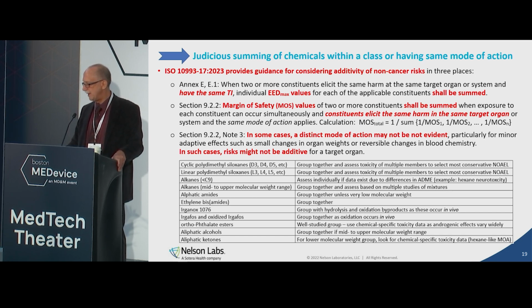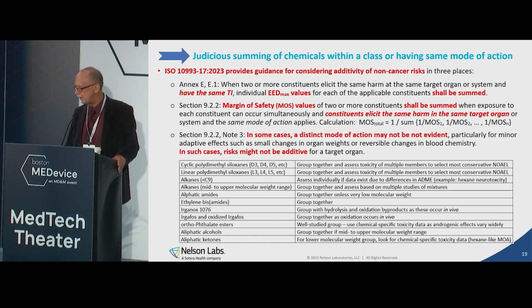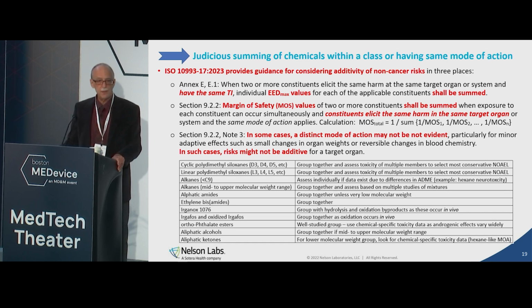For example, the very short chain alkanes may have some different types of toxicity, like hexane is neurotoxic and forms certain metabolites that don't happen in the longer chain alkanes. So some of the shorter chain alkanes are assessed discretely. The things that sometimes aren't even apparently the same class turn out to be able to be added together.